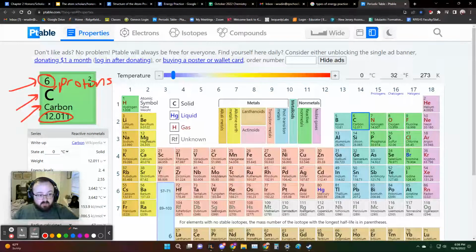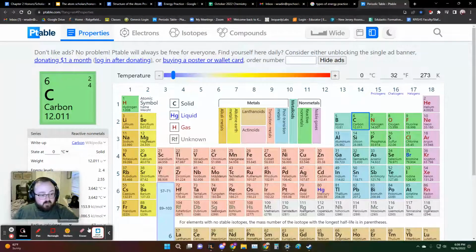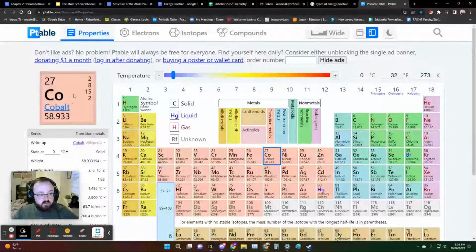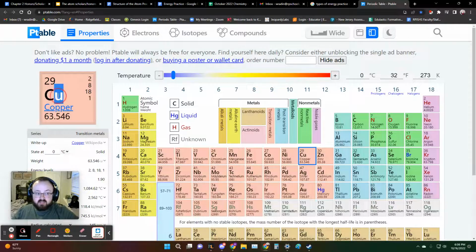So the atomic symbol is 1 or 2 letters. So here we see, just as an example, and I'm going to erase our screen here. If we go to cobalt, here's cobalt. The first letter is capital, the second letter is lowercase. There's 27 protons in every single atom of cobalt. We go to copper, now we're at copper, it is Cu. Alright, so it's a little bit different.